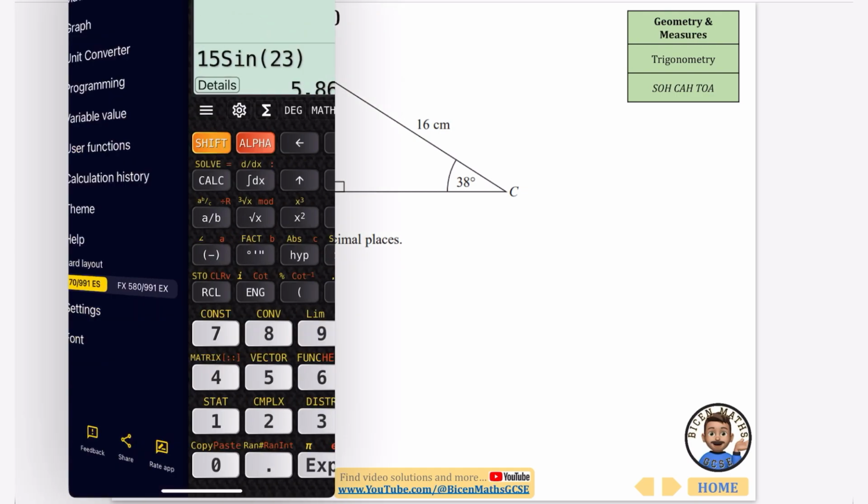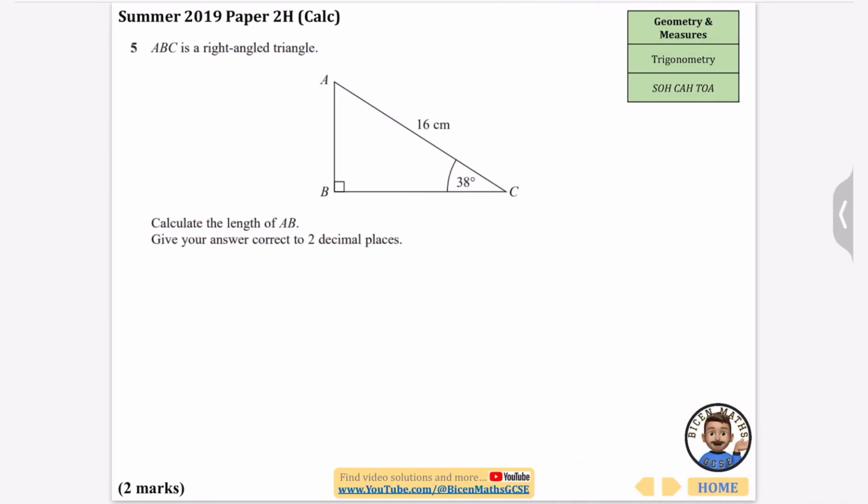Okay, I'm just going to put the calculator back to the other side, and we just want to calculate the length of AB. So it's a nice quick question. That's the side I'm looking for, so I'll call it x, and I'm going to identify what I've got relative to this angle.